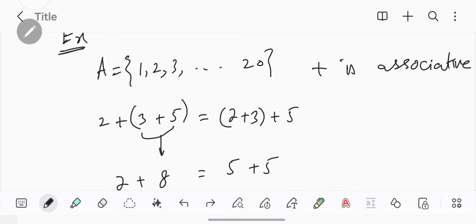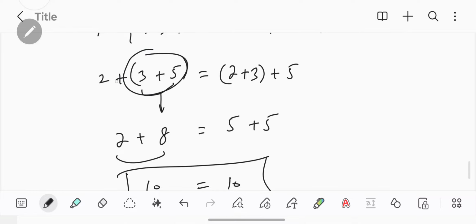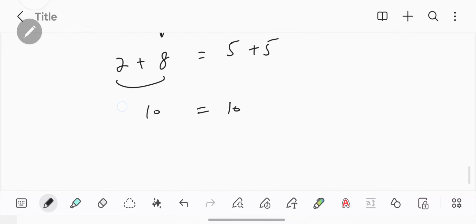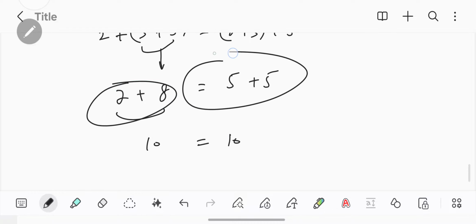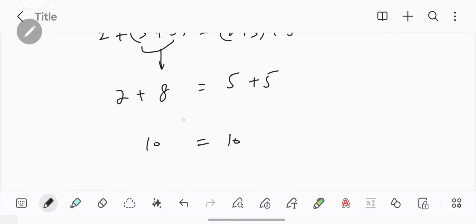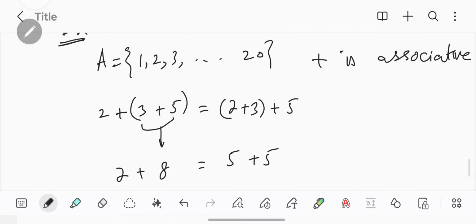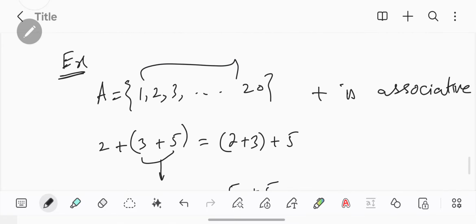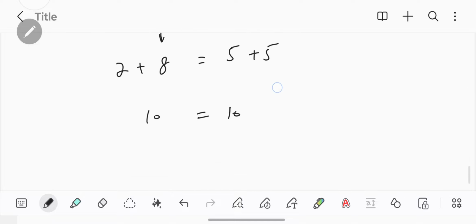And this is not only true for these three numbers. If you take any three numbers from here, if you add these two first or these two first, you will end up with the same answer. I mean, on this step, you will have different numbers, but when you add them, you will get the same answer, right? You can check for any three numbers from this set. Okay.